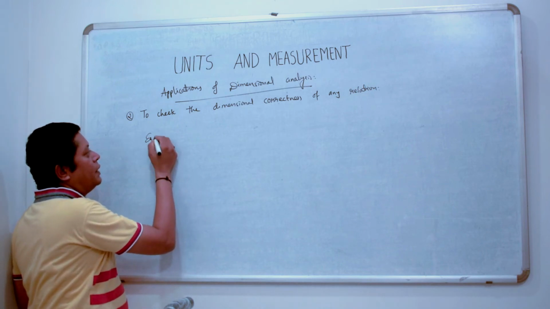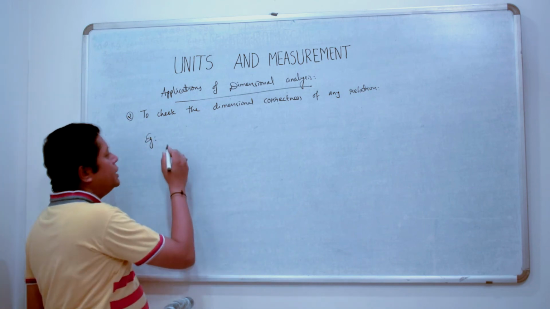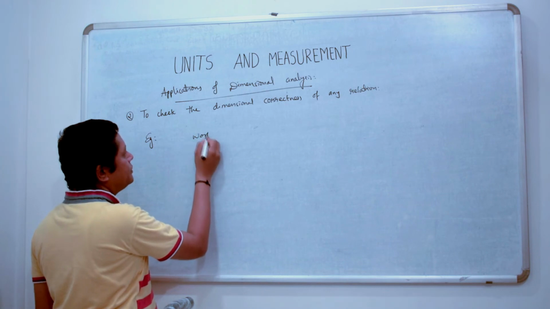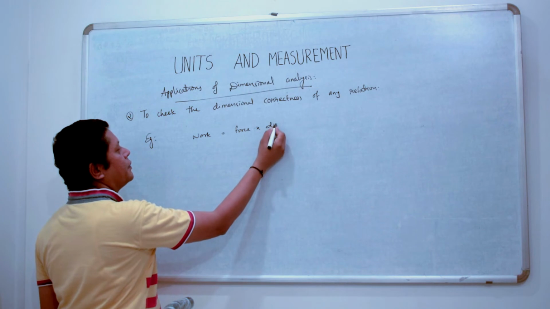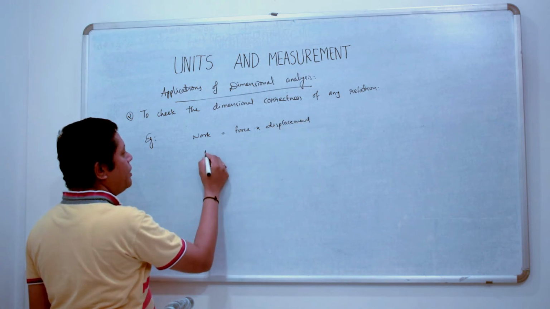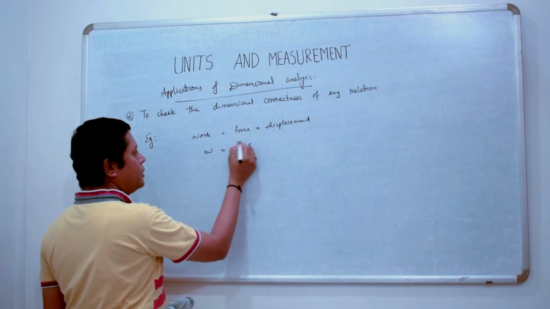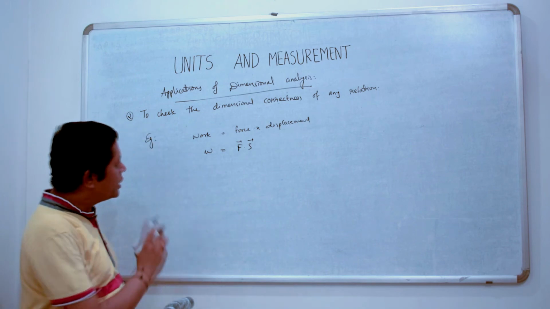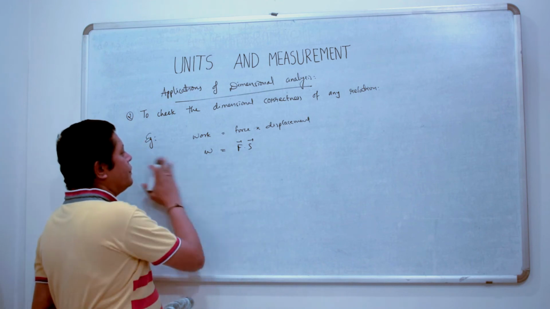Example, let us take the example of, say, work. Work is force into displacement. W is equal to F into S. Work is a scalar quantity, but force and displacement are vector quantities, so it can be represented in this way. We will study this later on.